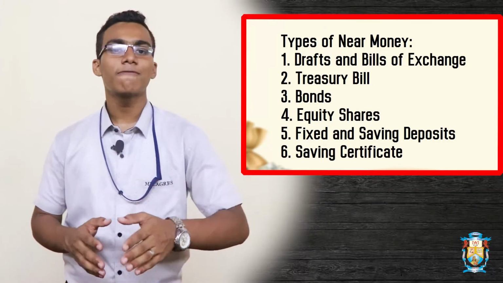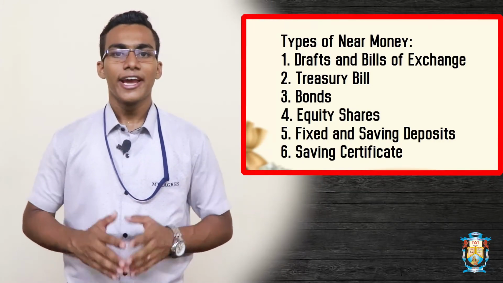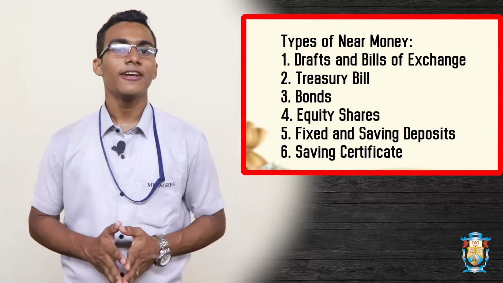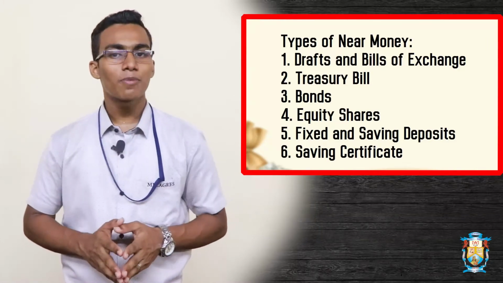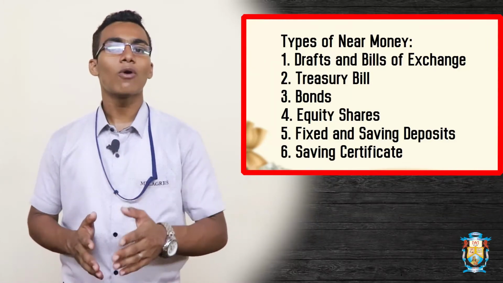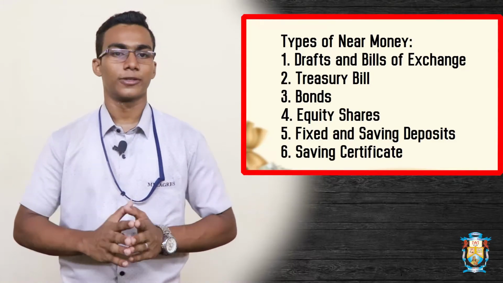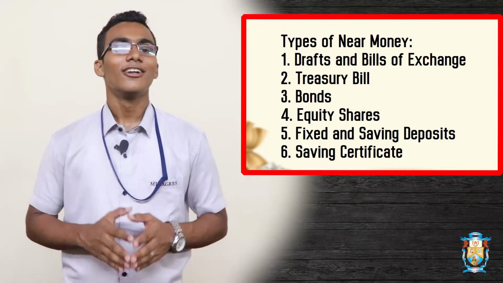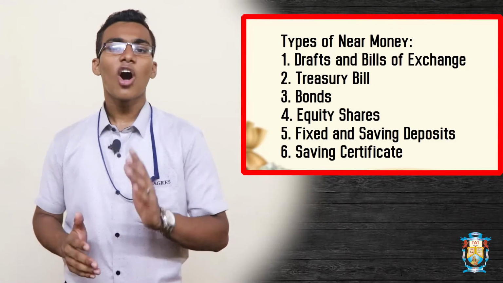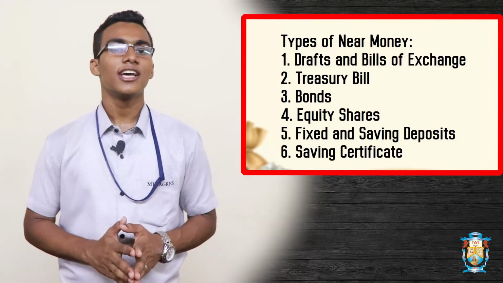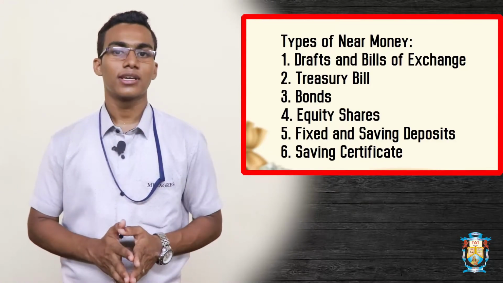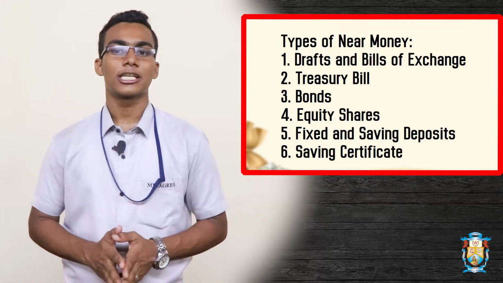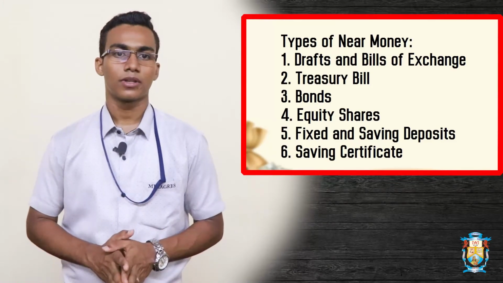First one, the drafts and the bills of exchange. It is a type of financial instrument with which is attached a promissory note to pay the amount in specific time in future. The second one, treasury bill. When the government wants to borrow the funds, it borrows through treasury bills. It has to be paid in a specific time period.